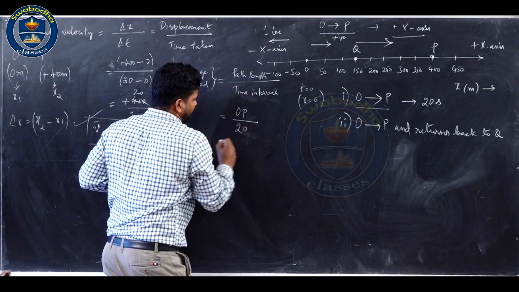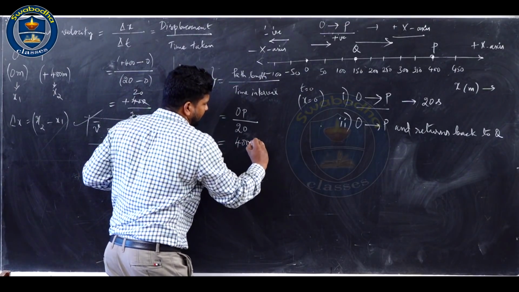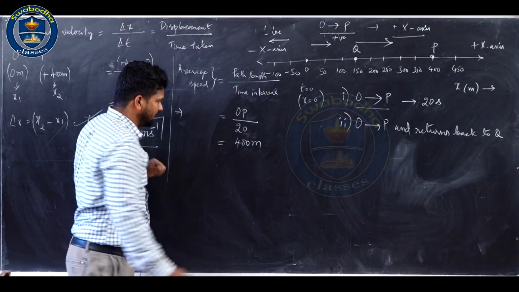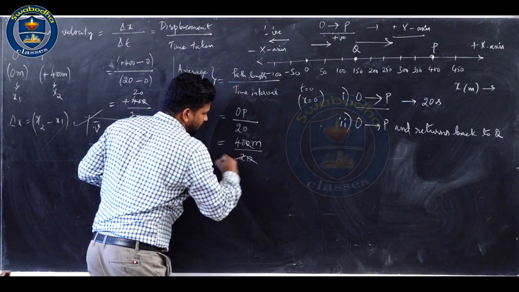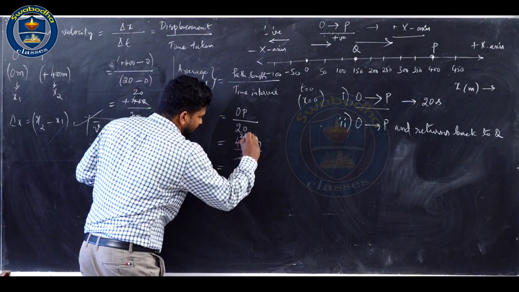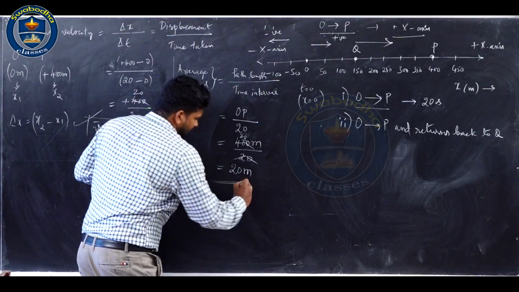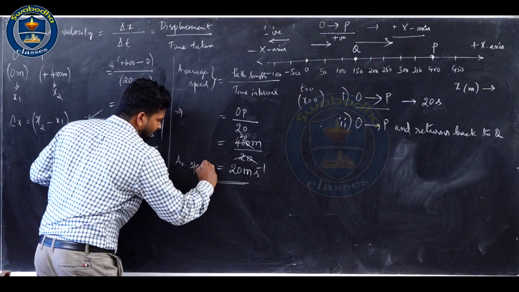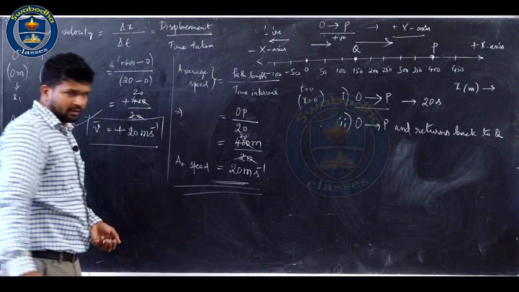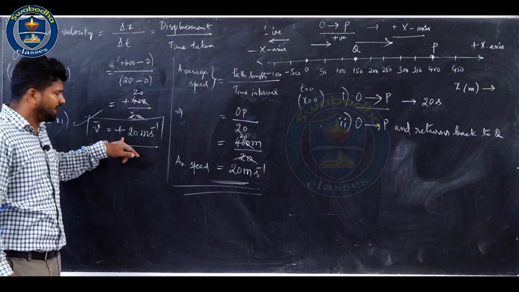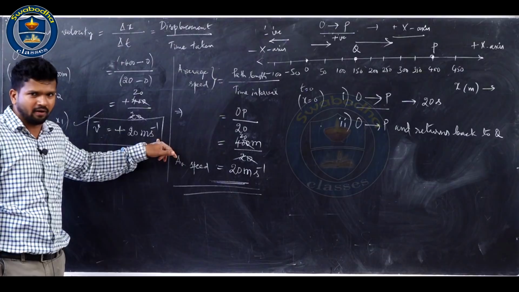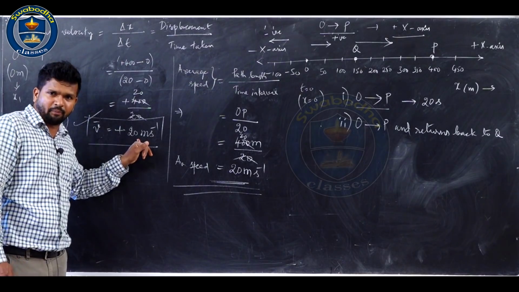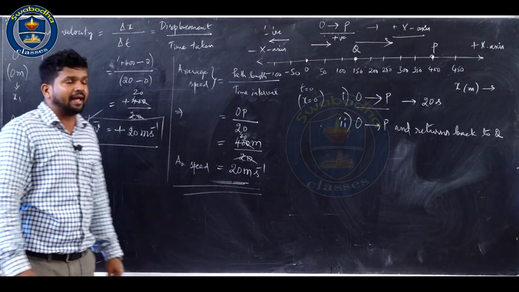It has taken 20 seconds. OP is how much? OP is 400 meter, right? The distance from O to P is 400 meter divided by 20, that is 20 meter per second, the average speed. Average speed is 20 meter per second. Average velocity is plus 20 meter per second. Here, when a body moves from O to P, the magnitude of average velocity is 20 meter per second, which is exactly equal to the average speed.